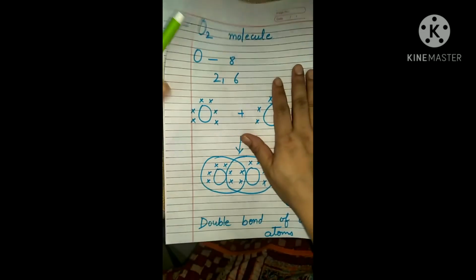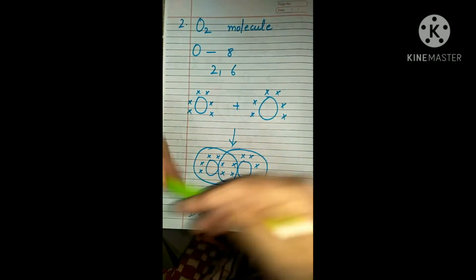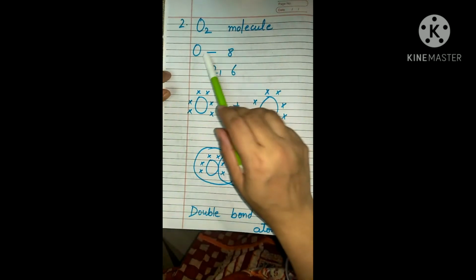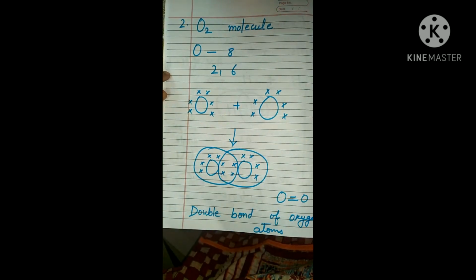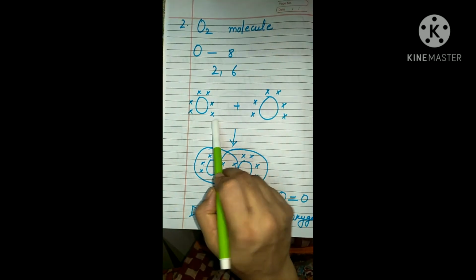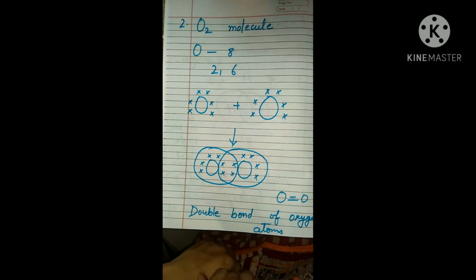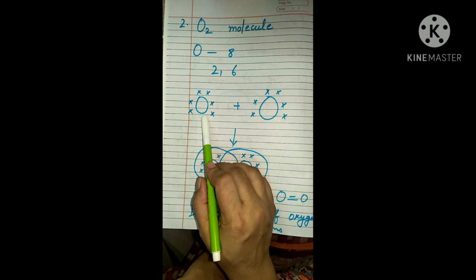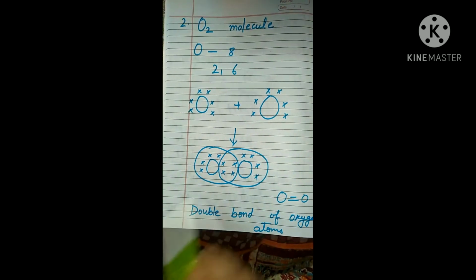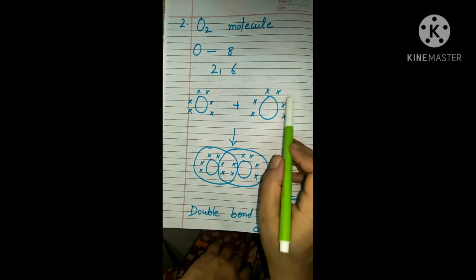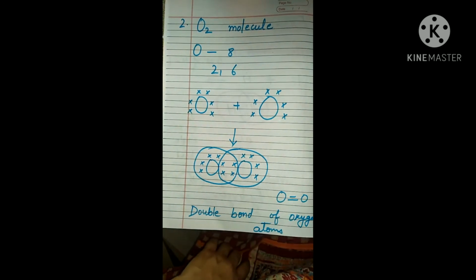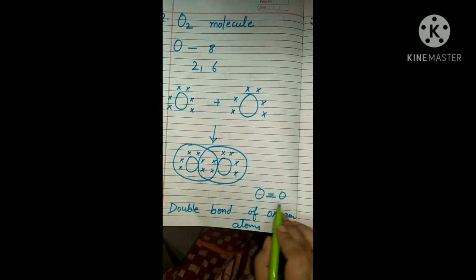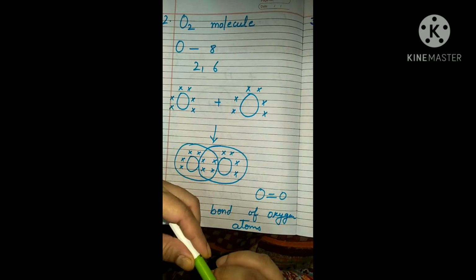Now let us have the next example. I have taken the example of the oxygen molecule. The atomic number of oxygen is 8. The electronic configuration is 2, 6. Now there are 6 electrons in the outermost shell, and here also 6 electrons in the outermost shell. If they have to be stabilized, 2 electrons from this oxygen will be shared this way. And if this oxygen has to be stabilized, 2 electrons will be shared this way. So a double bond will be formed between the oxygen atoms, and this is again the mutual sharing of electrons.